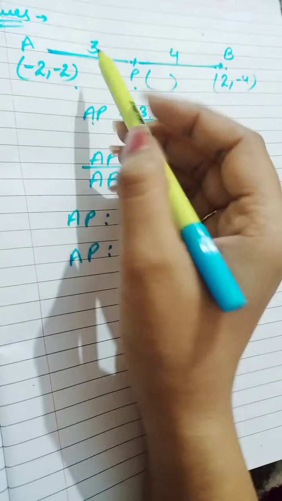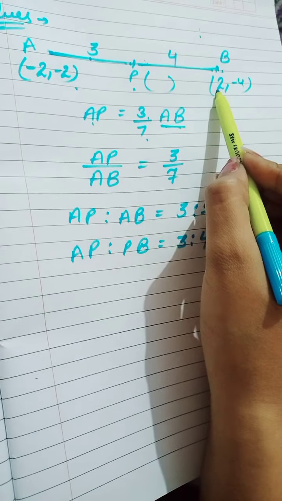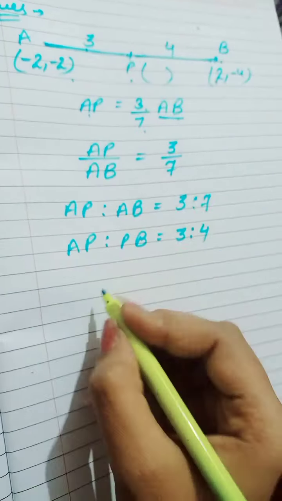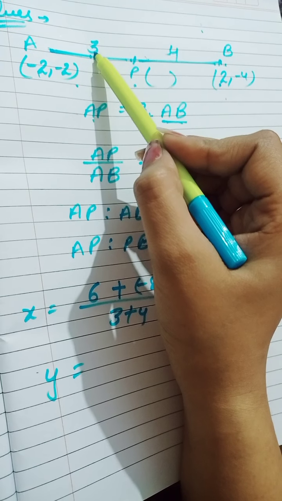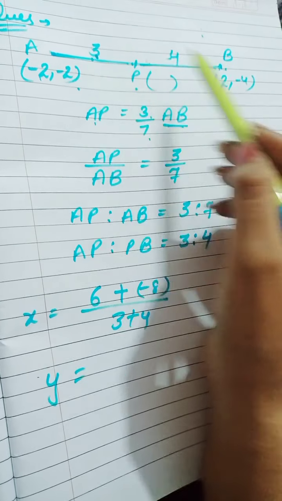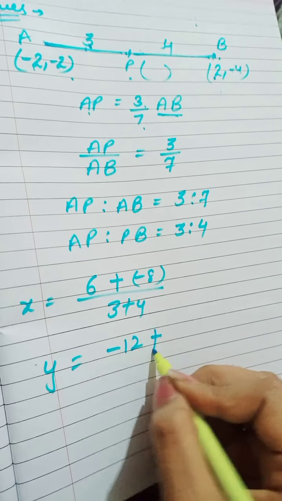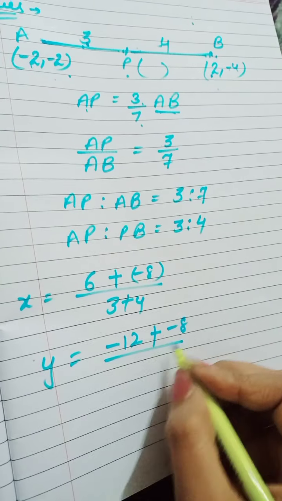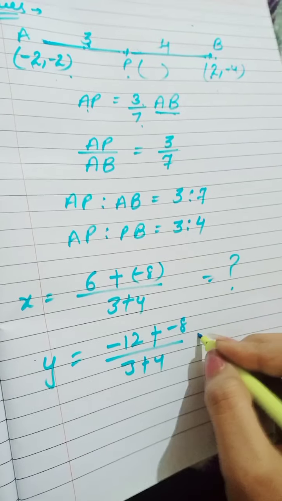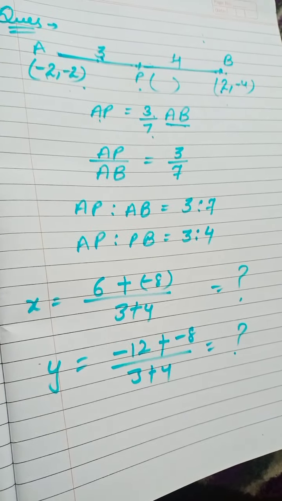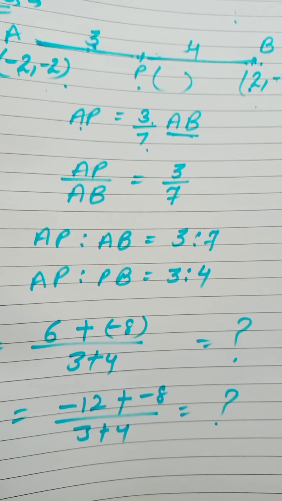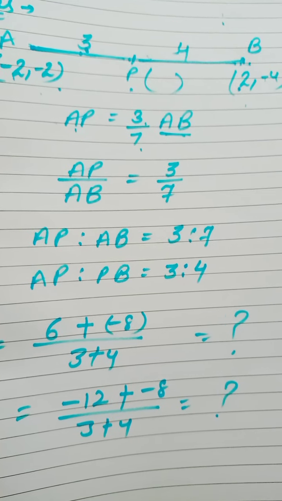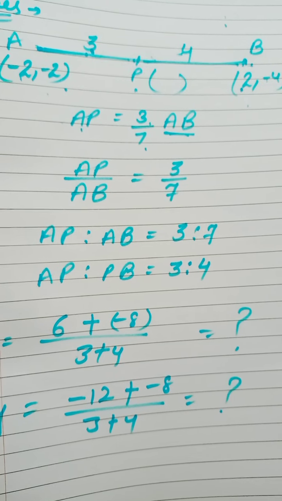What is the section formula? m1 into x2, meaning 3 into 2, is 6. 4 twos are minus 2, so minus 8, divided by 3 plus 4. You will get the value of x over here. By using the second formula, you have to find the value of y, that is 3 into minus 4, minus 12, minus 8, divided by 3 plus 4. From this you will get the value of x and y. So in this video, each and every type of question is covered, and on the basis of this only you can try exercise 7.2.